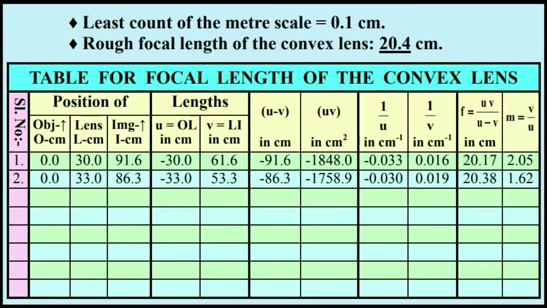Observation number 2, where the object pin is at 0.0 centimeter mark, the lens is at 33.0 centimeter mark, and the image locating pin is at 86.3 centimeter mark on the meter scale. Based on these observations, all other values are calculated and shown in the observation table. Let's proceed and take the next observation.